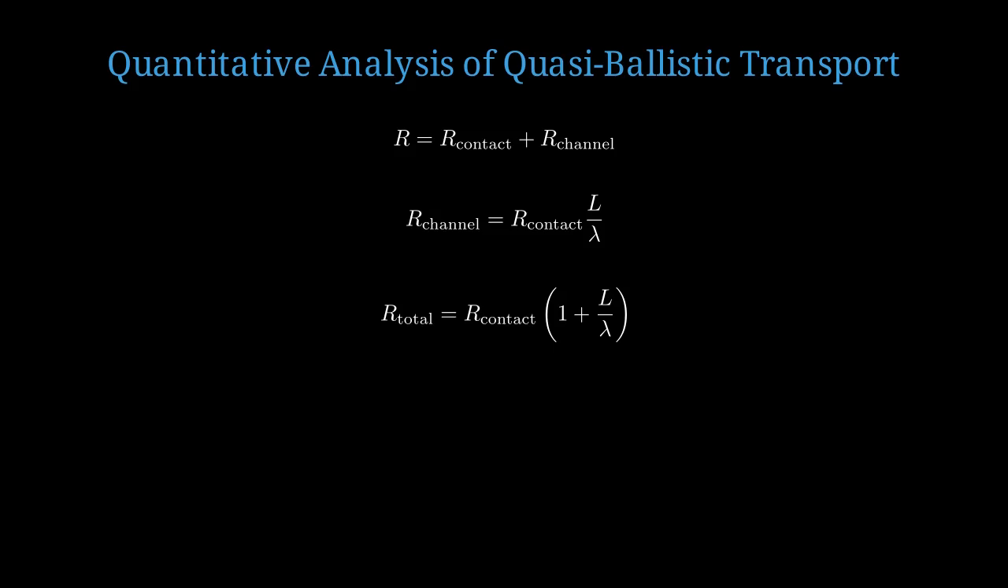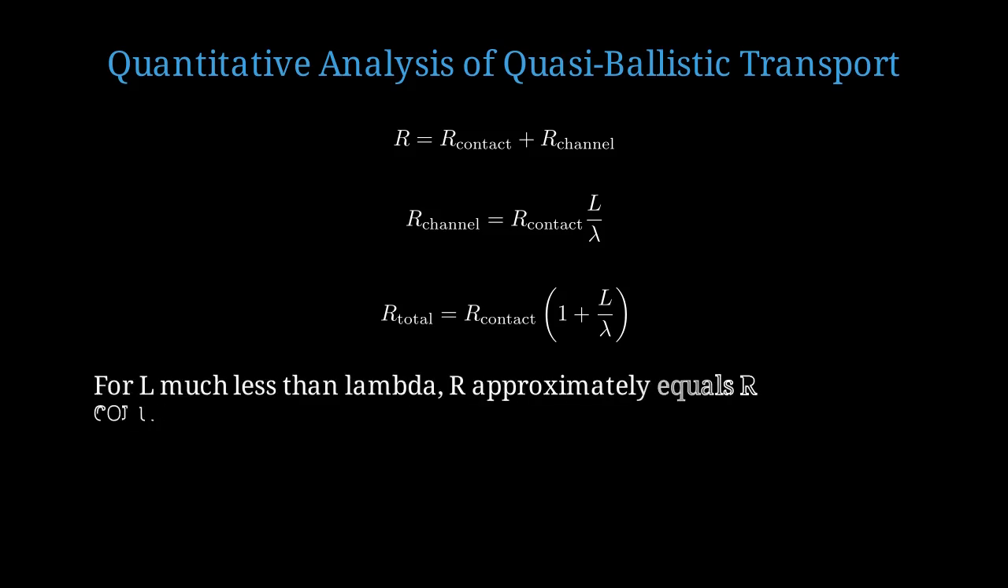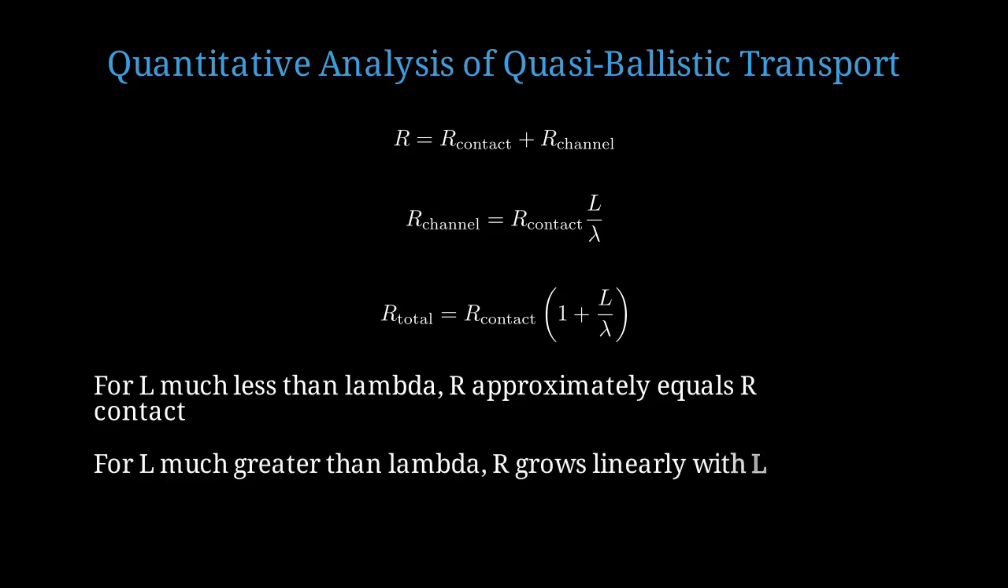Notice how this smoothly interpolates between the ballistic and diffusive limits. When L is much less than lambda, the second term is negligible, and we recover the ballistic result, where R approximately equals R contact. When L is much greater than lambda, the second term dominates, and resistance grows linearly with L, recovering the diffusive behavior.